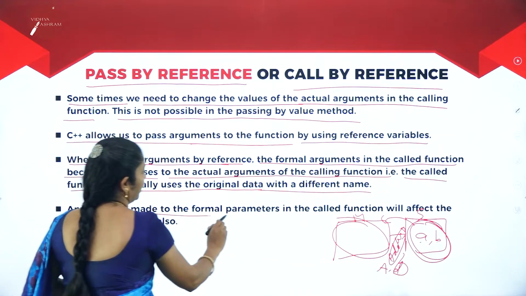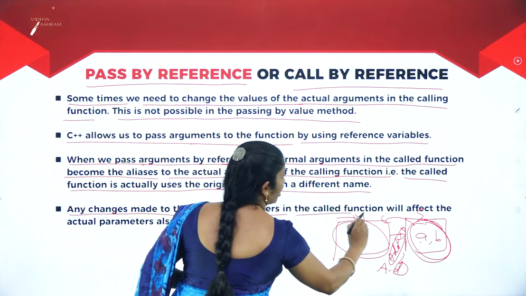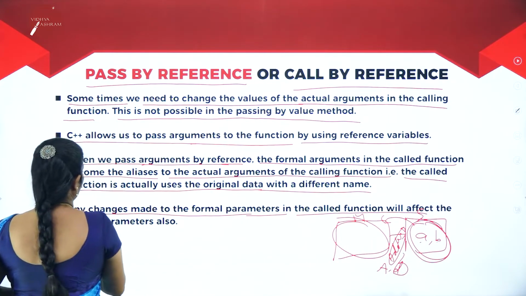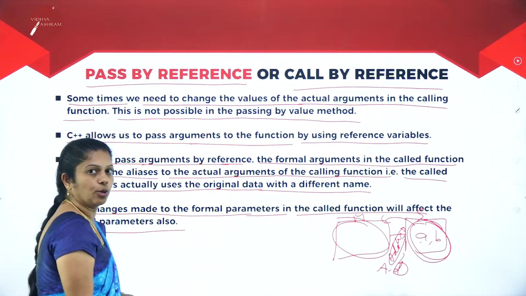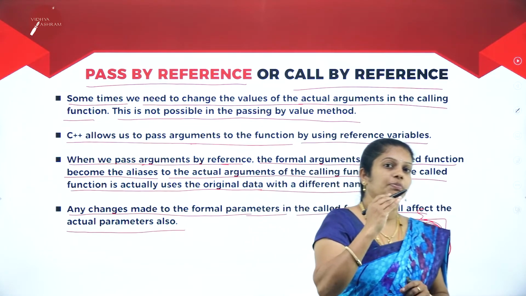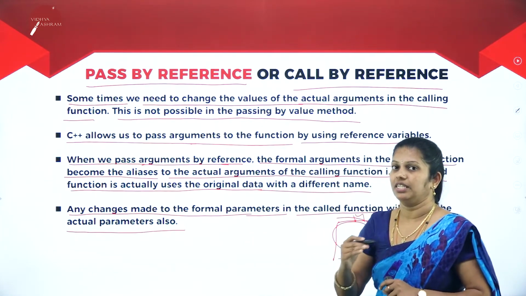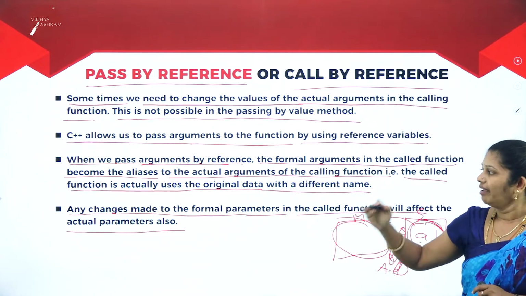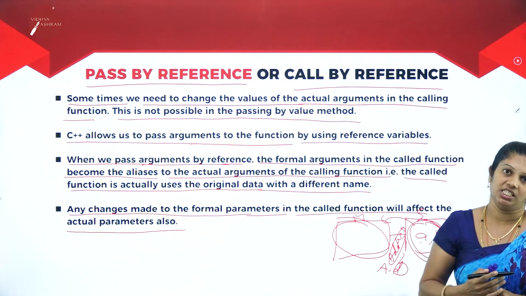Any changes made to the formal parameters in the called function will affect the actual parameters also. Already I told you, actual means the data which is present in the main program, and formal is nothing but the data which is present in the subprogram. Here, both the values will change.